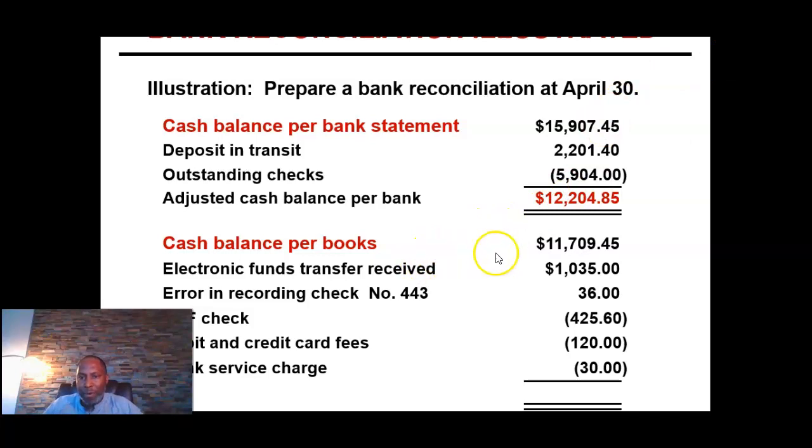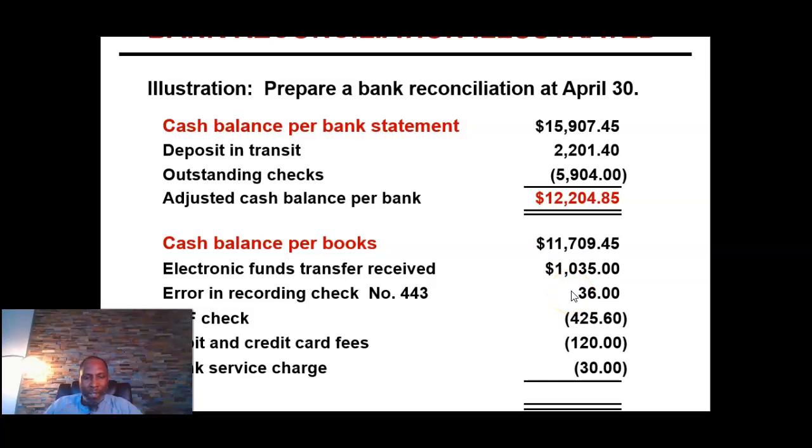So now let's go to our balance per books. We're going to add any EFTs. These are, again, funds, money paid by our clients or customers that went to the bank directly. We're going to add in the electronic funds transfer. There was an error in recording check number 443. Remember, in our cash ledger we recorded $12.62 and it should have been $12.26. So because of our error of 36 cents, that amount of money should be added back into our balance shown in our cash ledger account.